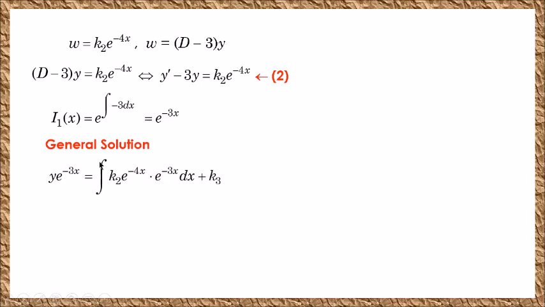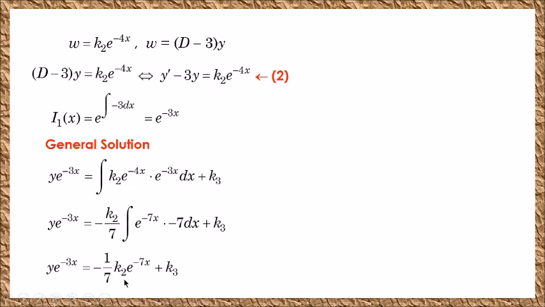The general solution of this DE: y e to the negative 3x equals the integral of k sub 2 e to the negative 4x times e to the negative 3x dx plus k sub 3. This is the Q and this is the I of x. So this is e to the negative 7x. Move the k sub 2 out of the integral sign because this is constant. So we can integrate this using e to the u. So e to the u multiplied by negative 7 is balanced by negative 1 over 7. So we have negative 1 over 7 k sub 2 e to the negative 7x plus k sub 3.